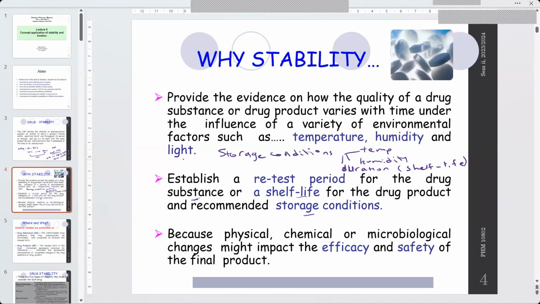We have to know the retest period. We have to identify the retest period. What is the retest period? It's something like shelf life. In a pharmaceutical company, they receive raw material. They may use some of it for production of certain batches, and then the remaining may be stored for some time. Later on, I may use it for production of other batches.